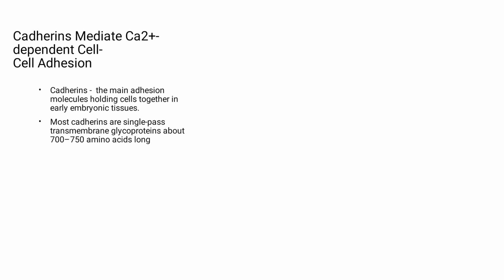In culture, the removal of extracellular calcium or treatment with anti-cadherin antibodies disrupts embryonic tissues, and if cadherin-mediated adhesion is left intact, antibodies against other adhesion molecules have little effect. Most cadherins are single-pass transmembrane glycoproteins, about 700 to 750 amino acids long.